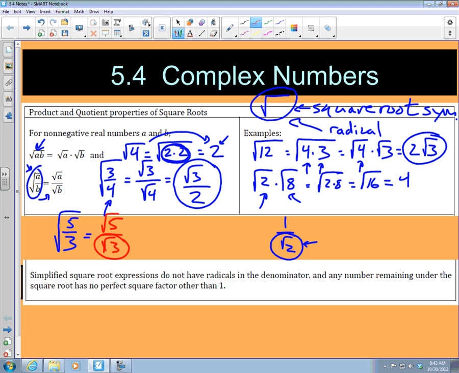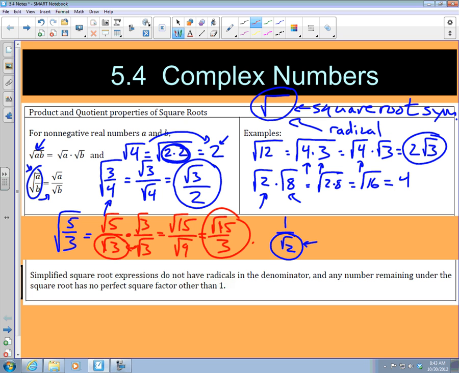So what you do is this. You multiply by that same number, the square root of 3 over the square root of 3. When I multiply by this, the top isn't a big deal. The square root of 5 and the square root of 3 is just the square root of 15. But on the bottom, when I multiply the square root of 3 times the square root of 3, I get the square root of 9. And I know the square root of 9 is equal to 3. So I get the square root of 15 all over 3.